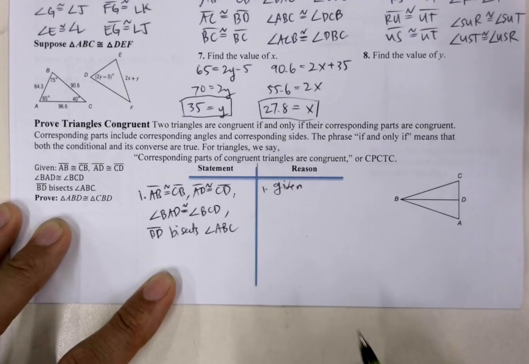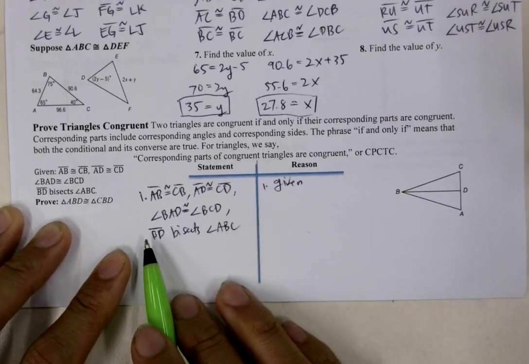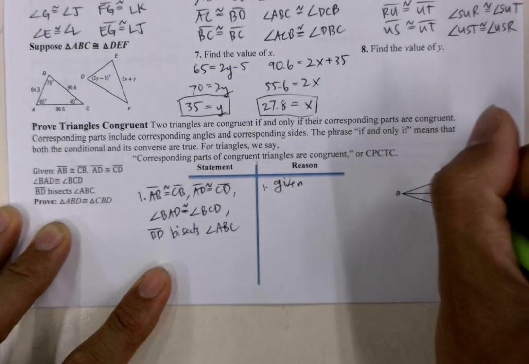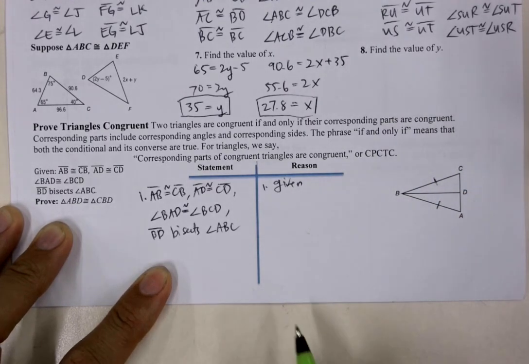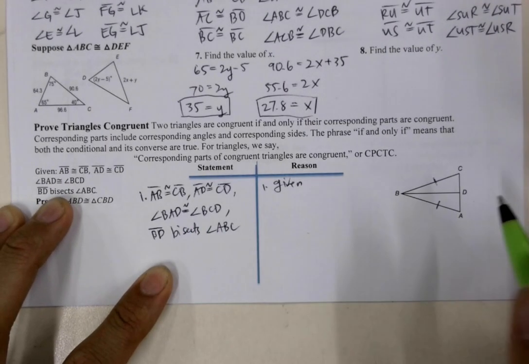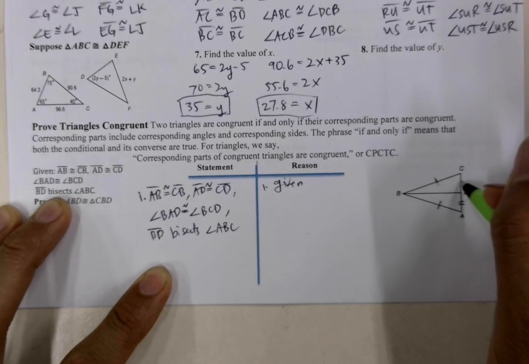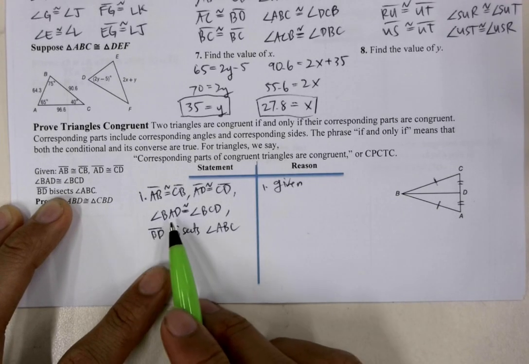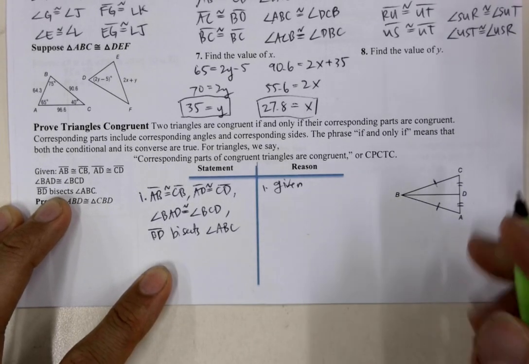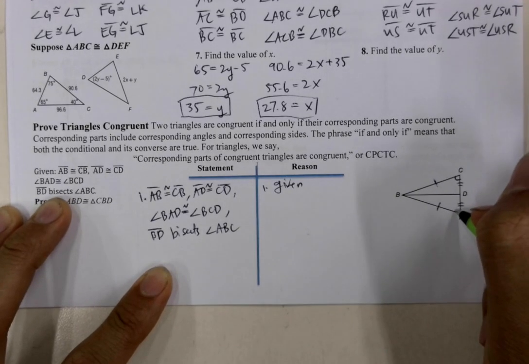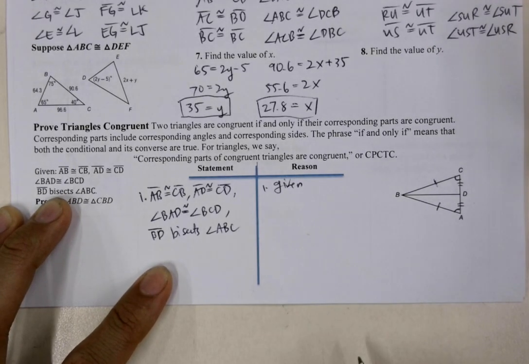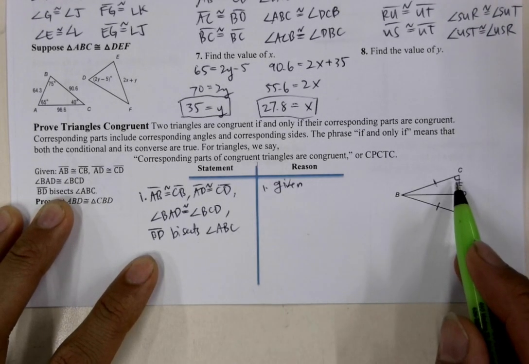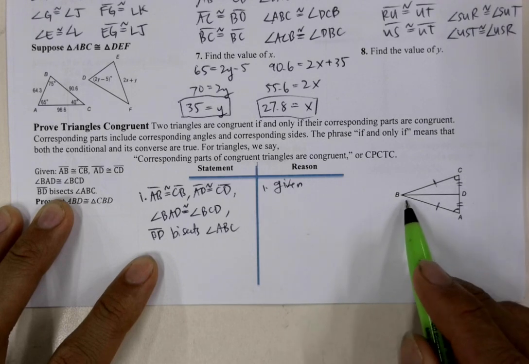Oh no, I hope I have enough paper here. Okay, so we're given that AB is congruent with CB, so I can go ahead and draw a little line here and there. We're given that AD is congruent with CD, so AD is congruent with CD. Notice I'm using a different mark. And then we have BAD is congruent with BCD, so this angle here is congruent with that angle there. And then we're given that BD bisects angle ABC. So BD bisects ABC. All right.